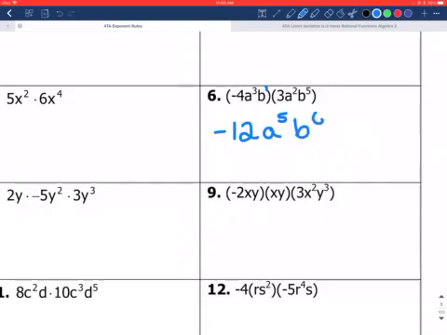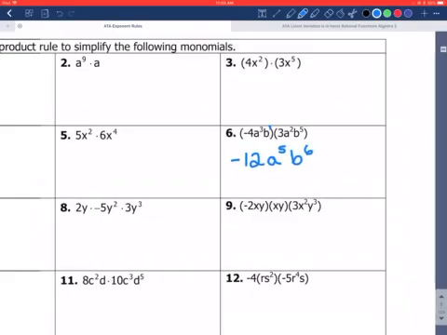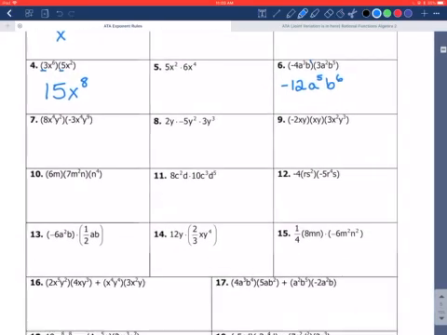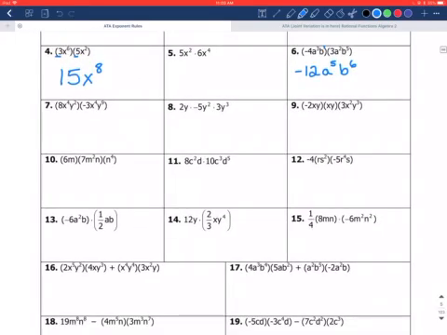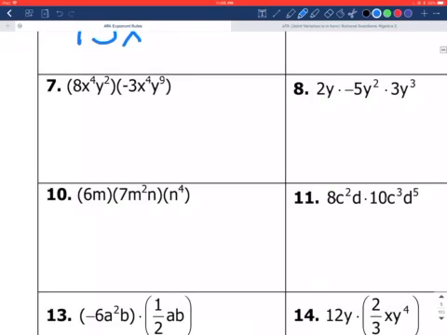Remember that. So this is b to the 6th when we add that 1 and 5. Okay? We'll do another one like that. We'll do number 7. We need to multiply our coefficients. So 8 and negative 3 will give us a negative 24. And then for our exponents, we're going to add them. So that's x to the 8th and y to the 11th.